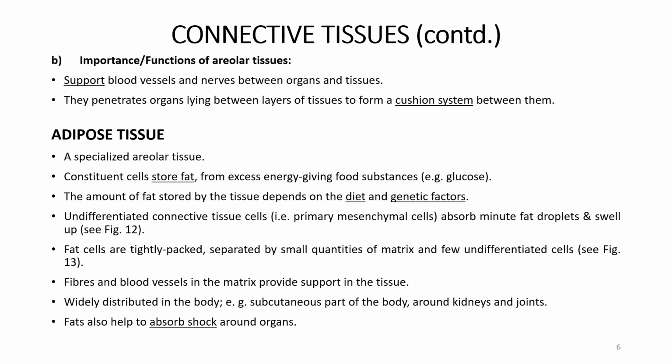Fibers and blood vessels in the matrix help to provide support in this tissue, that is, in adipose tissue. Adipose tissue is widely distributed in the body, like in the subcutaneous part of the body under the skin. You find it around the kidneys and around the joints. Apart from helping to provide energy during starvation or fasting, it helps to absorb shock around organs, more or less shock absorbers.